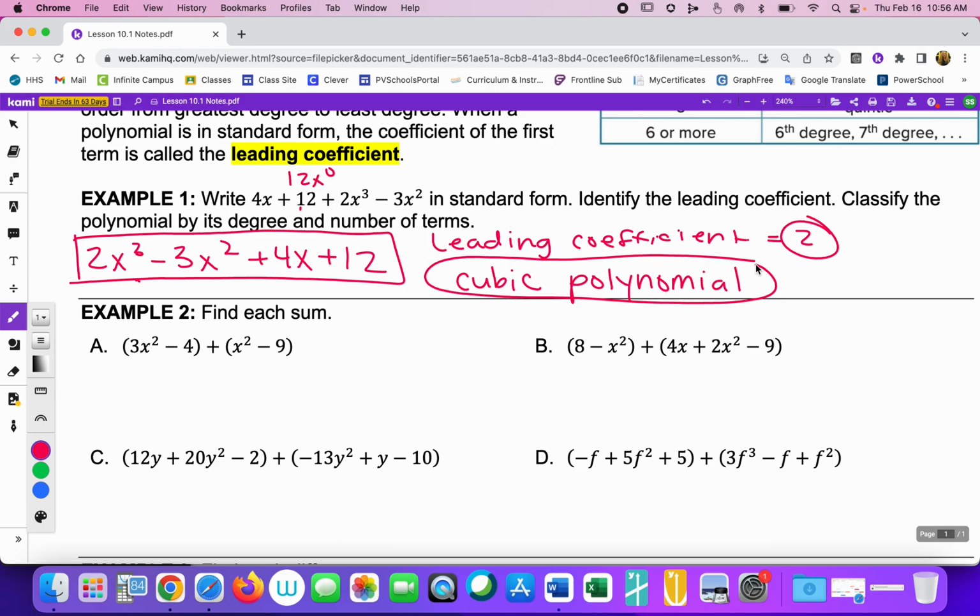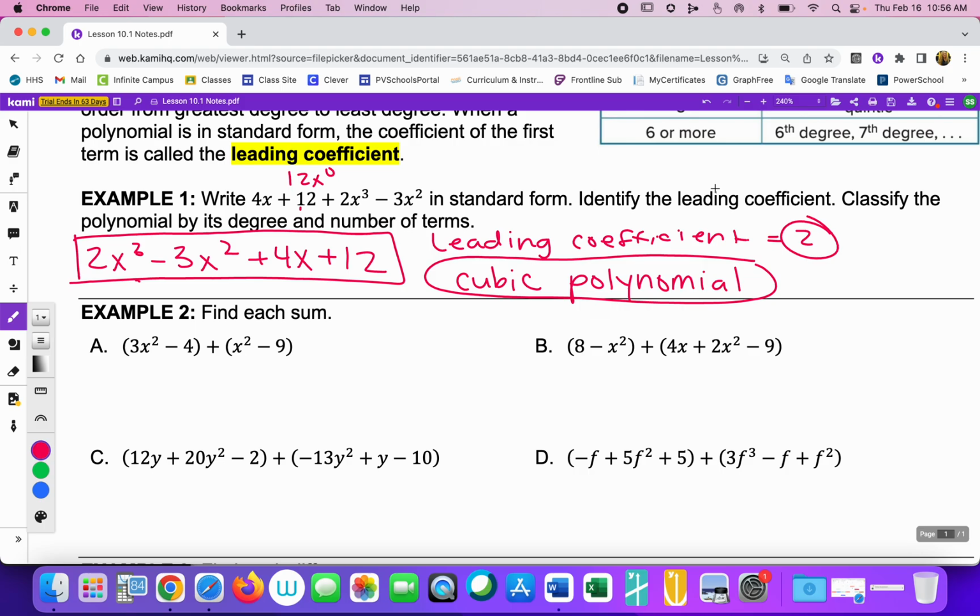We're going to do the standard form, writing it in its order on every single problem, because all your answers need to be in that order. Okay, there's no gray area there. That's how they need to be. Okay, so now we're going to go into adding and subtracting. Is there any question before we do so?